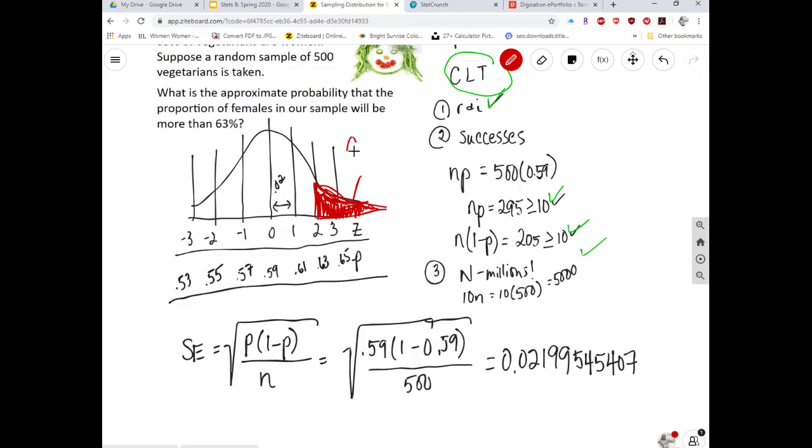So this colored section is the probability. And it's also the area under the curve, because the area under the curve is a model of the probability. Okay. So let's see what I did.